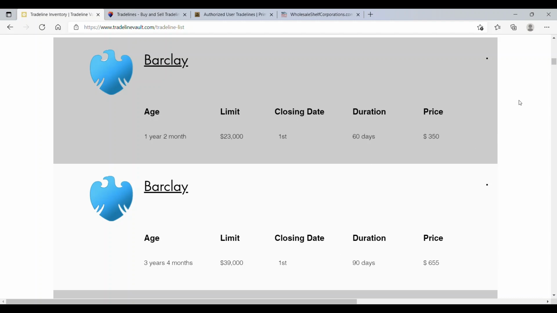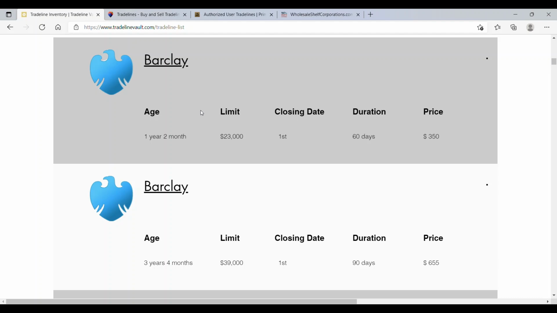Another thing to consider when buying a trade line is that you have to know which credit bureau it will pull from. Like I said, not all these companies will report on your credit profile, because most of them don't ask for your social security number.